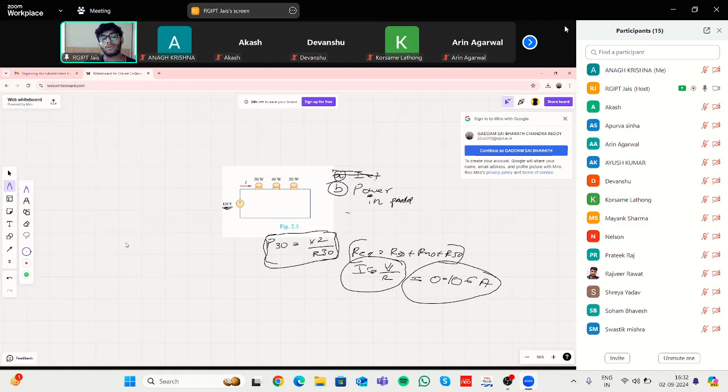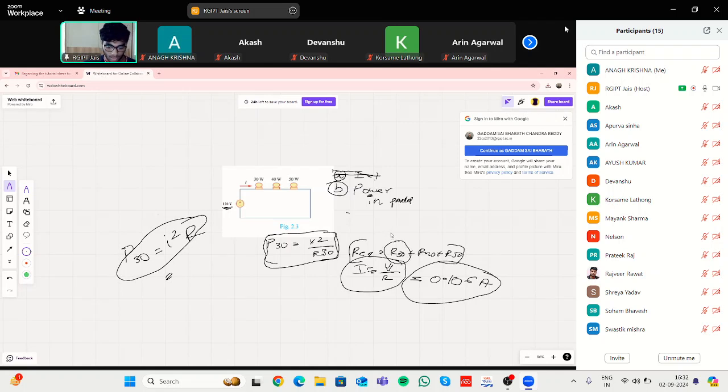So now we have found the power. For now we have found the current, right? That is 0.106. So now the power through this 30 W bulb is equal to I square into R. Now we'll be using this formula. We have also got the resistance value, so from this we'll be getting the resistance value.